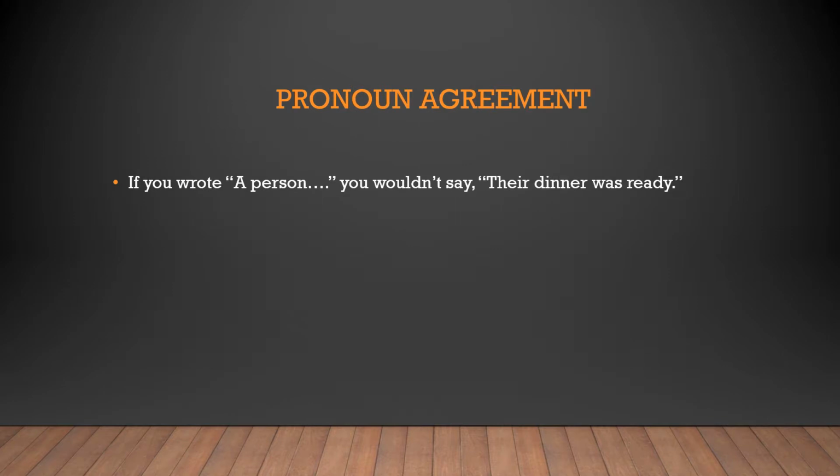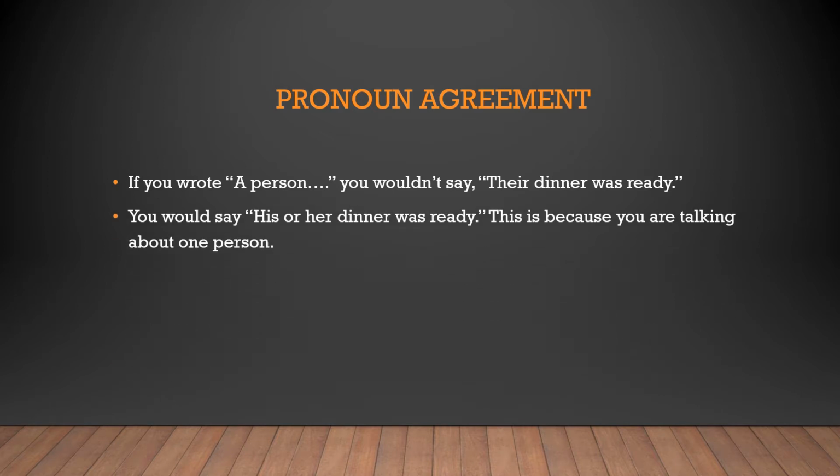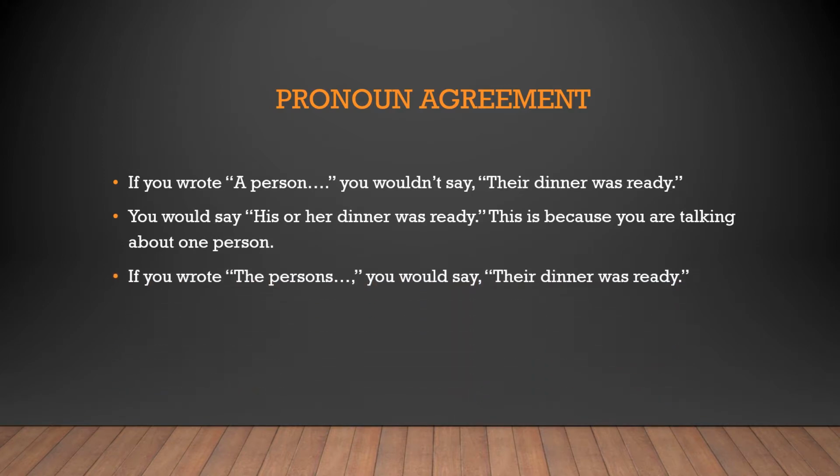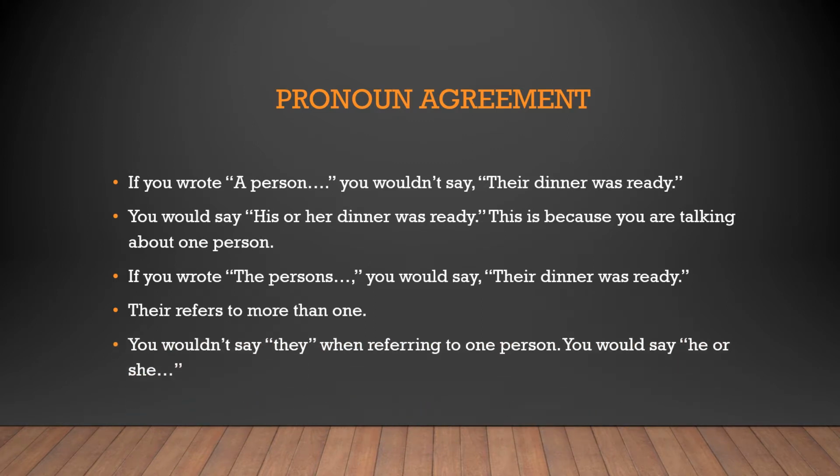Pronoun agreement is another problem I see throughout students' essays. So for example, if you wrote a person, blah, blah, blah, you wouldn't say their dinner was ready. No, you would say his or her dinner was ready because you were talking about one person. If you wrote the persons, you would say their dinner was ready because why? You're talking about more than one. There refers to more than one. Also, you wouldn't say they when referring to one person. You would say he or she. So just remember, you've got to make sure that your pronouns agree with your subjects.